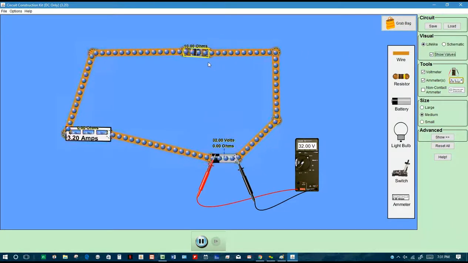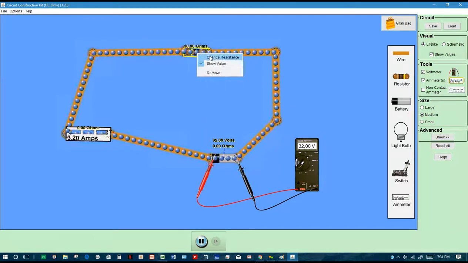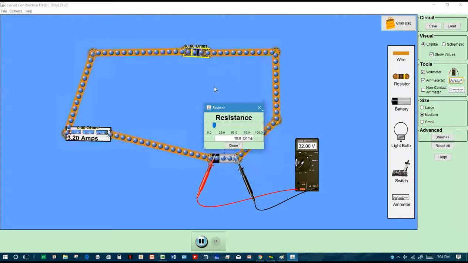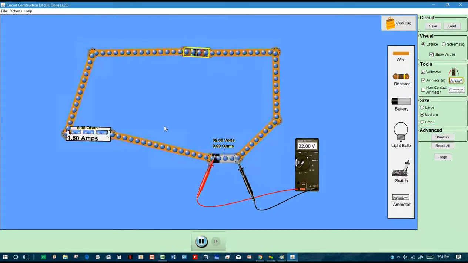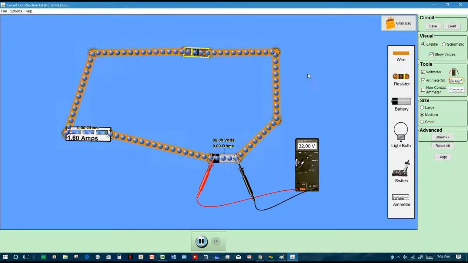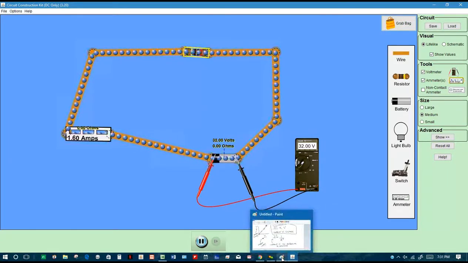So before it was a 10 ohm resistor and it was 3.2 amps. And so now when I double the resistance, it's going to cut in half from 3.2 down to 1.6, right? So now I'm doubling it from 10 to 20, and as soon as I do that, it cuts down in half to 1.6 amps. All right, so that kind of finalizes and finishes off Ohm's law.